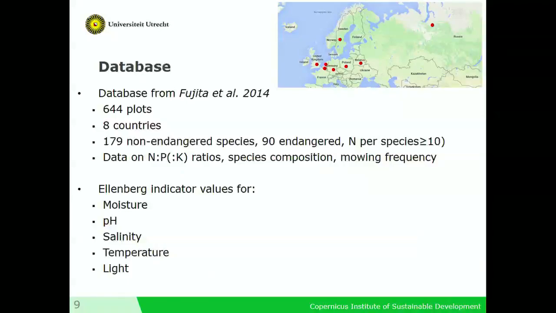The data set had, of course, information on the nitrogen, phosphorus, and potassium contents above ground, species absence and presence data, and also the mowing frequency. We also wanted to know, as I said, if the N:P ratio has an effect independently from other environmental variables. Unfortunately, these were not included in the database, so we used Ellenberg indicator values for moisture, pH, salinity, temperature, and light.